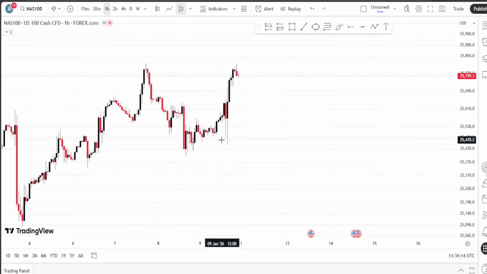Because the 1 hour, 4 hour is all telling us the same. We are looking for some corrections before we look for buys to continue on to push up. Okay.